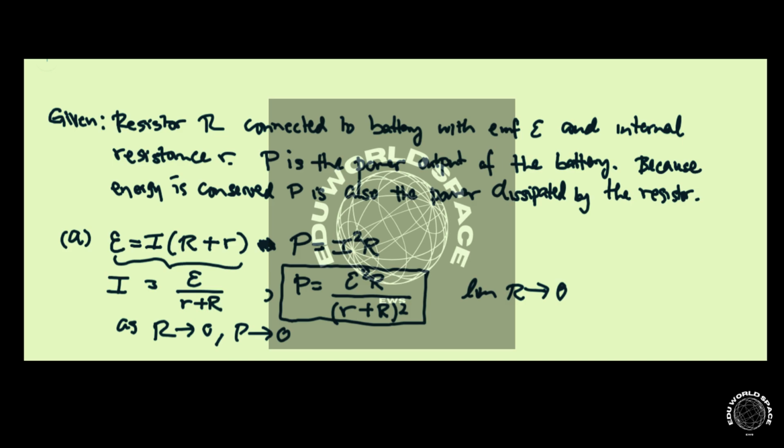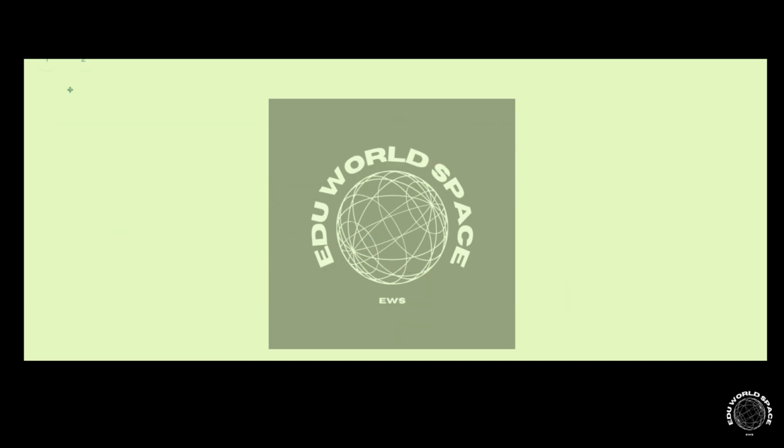Okay, now let's go to part B. In part B, we're also asked, what happens to P when R is very large? So let's write down the previous equation that we have, that P is E squared R over R plus r squared. And now we want to know what happens when R is getting bigger and bigger.